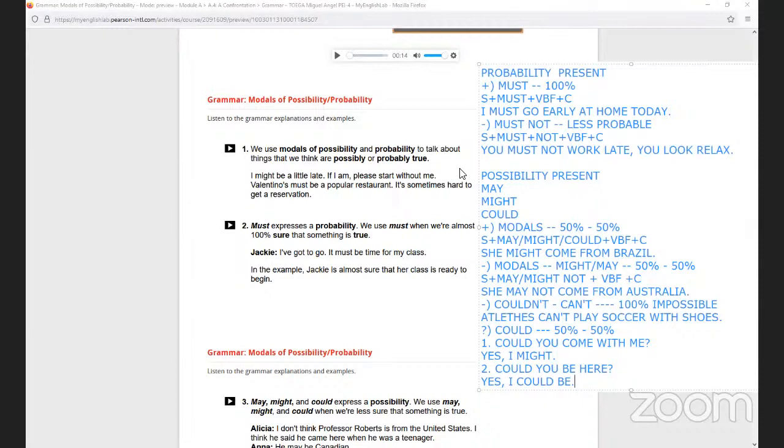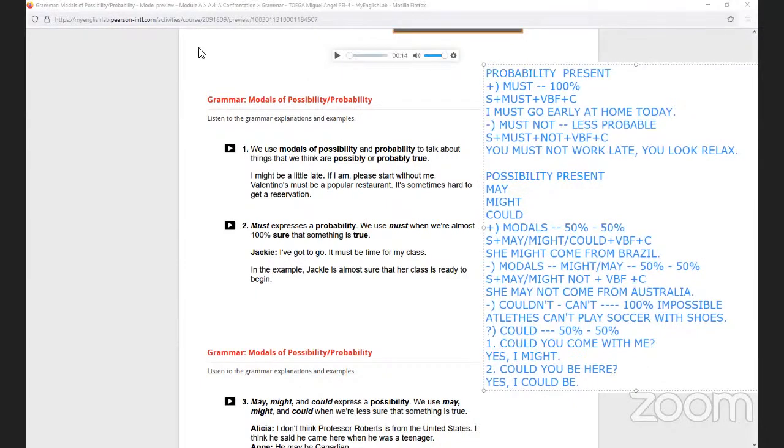Hello. Now I see. I have a question. Okay. Tell me. What is the difference between a sentence with a probability auxiliary and another sentence with a possibility auxiliary? O sea, ¿cuál es la diferencia entre una oración de probabilidad y de posibilidad?